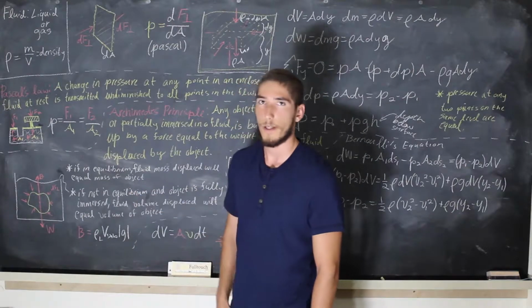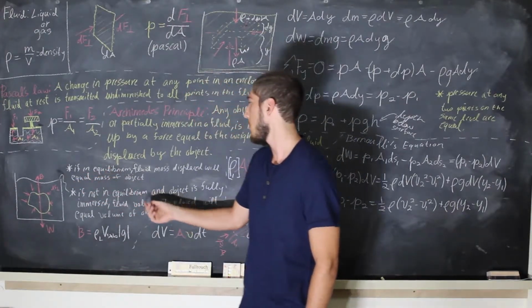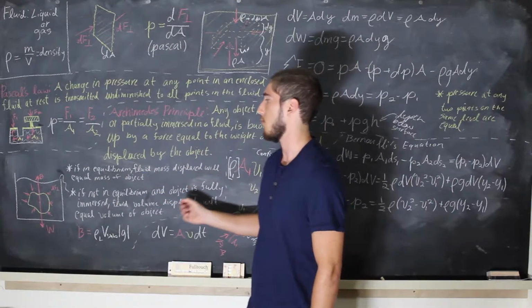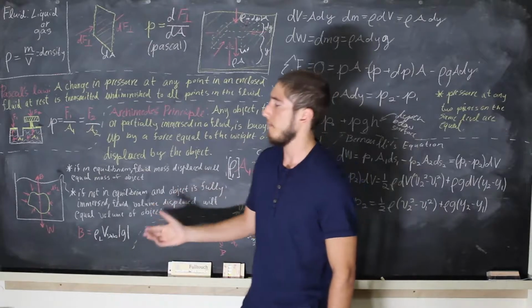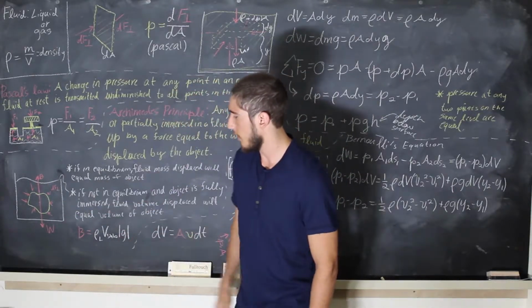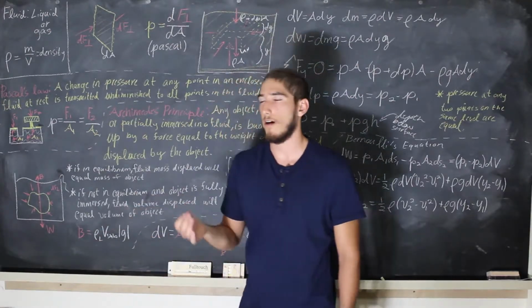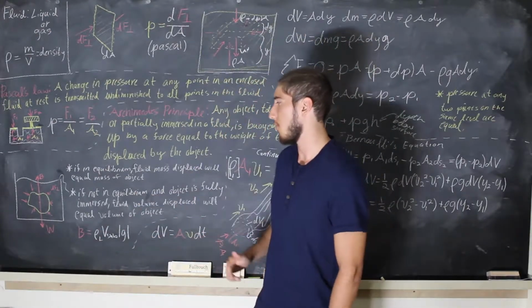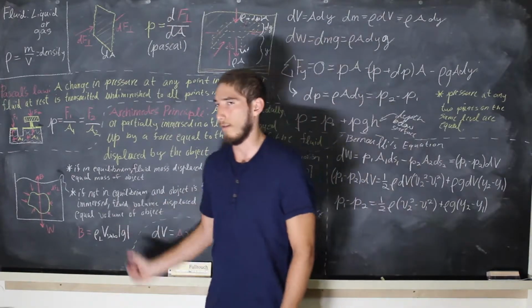What can we infer from this? Well, if the object is in equilibrium in the fluid, the mass displaced will equal the mass of the object. After all, if it's in equilibrium, the weight and buoyancy will be equal to each other, g will cancel out, and all we're left with is the mass. However, if it is not in equilibrium and the object is fully immersed, the fluid volume that's displaced will be equal to the volume of the object.